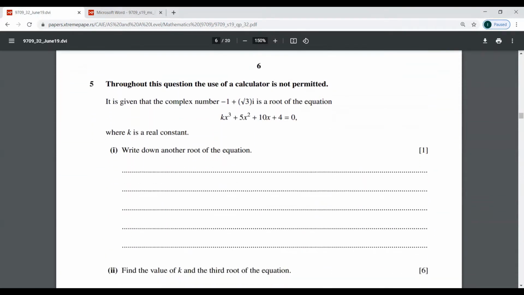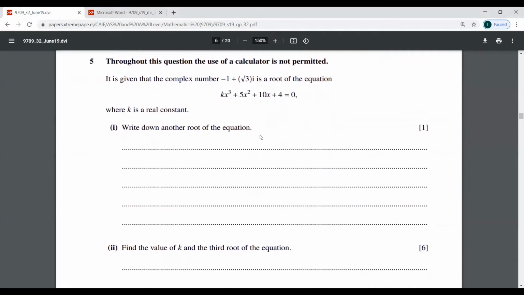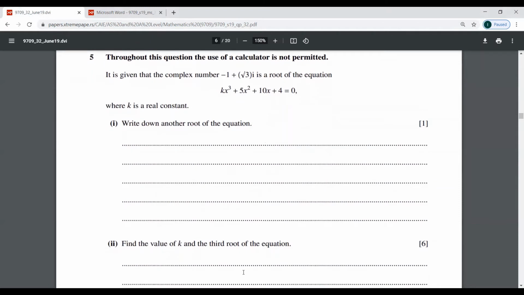Okay, this is going to be a big question on complex numbers. So you try this and I'll follow you guys. We have been told that throughout this question, the use of the calculator is not permitted. So that is basically a helpline for you guys. Keep away from the calculator. You can nevertheless take hints through the calculator, but don't show that working on the calculator. So I'll show you how you can do this without the calculator.